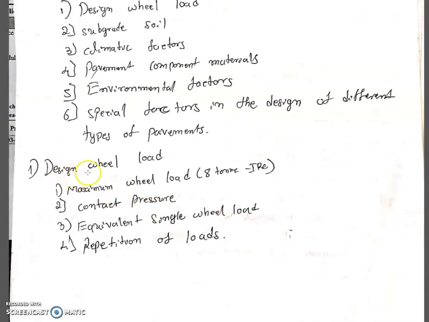In design wheel load, the major thing for your syllabus is equivalent single wheel load. Maximum wheel load allowed as per IS is 8 tons previously, now it is revised to 10 tons. The most important part for your syllabus is equivalent single wheel load.